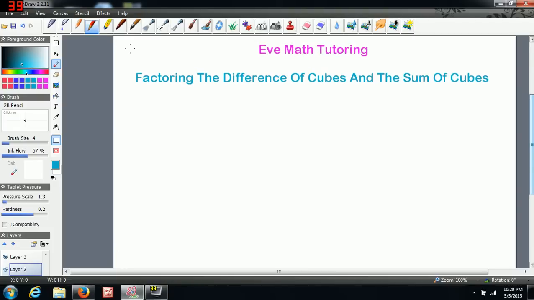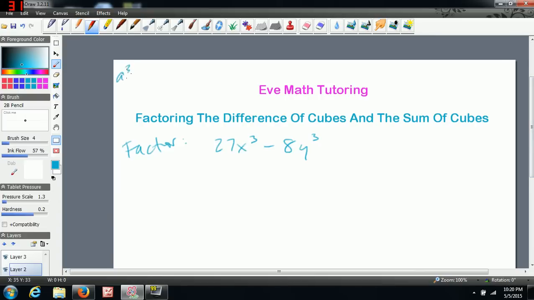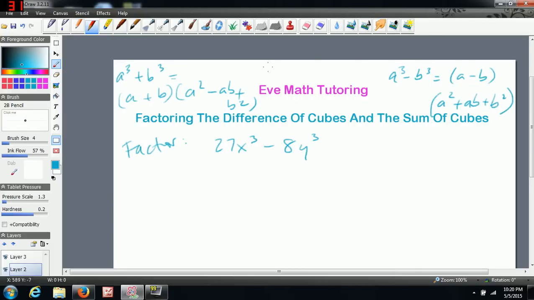Say we're asked to factor something like 27x cubed minus 8y cubed. We're just going to write the rules here at the top. Okay, so those are the two rules.